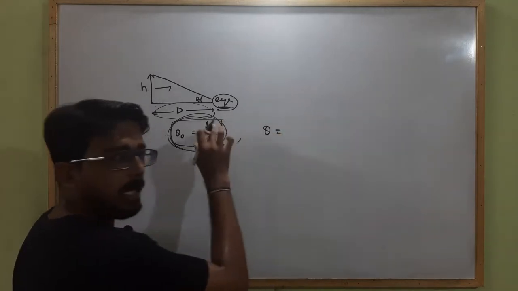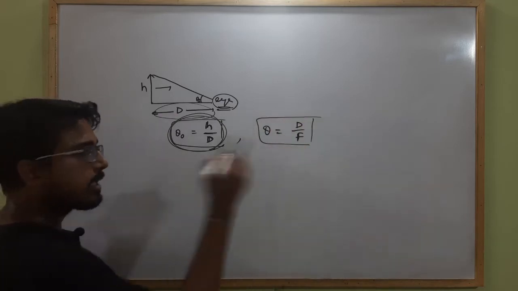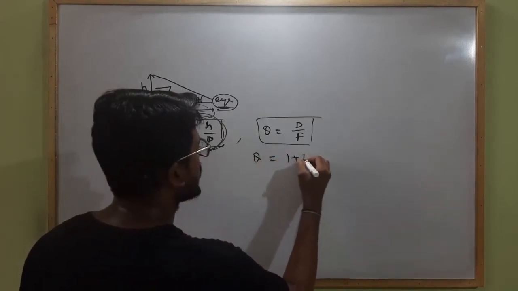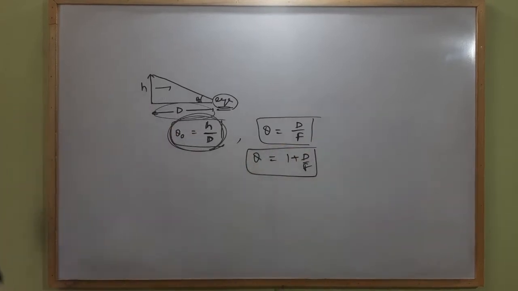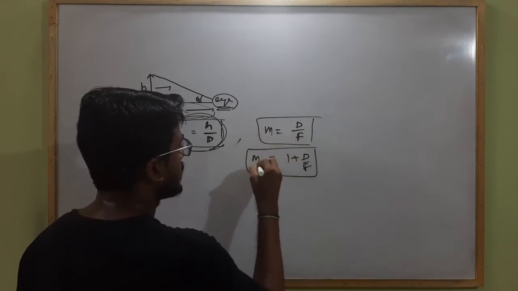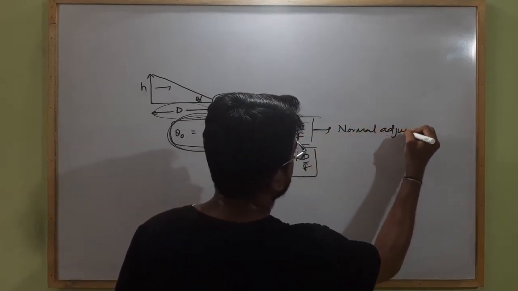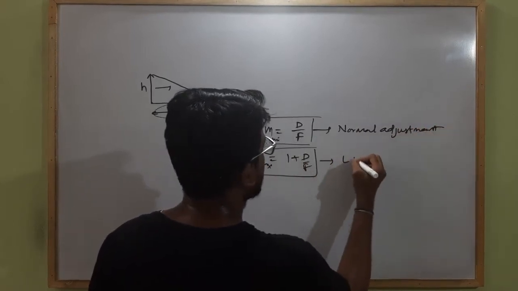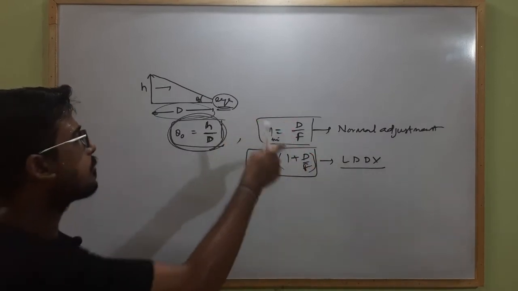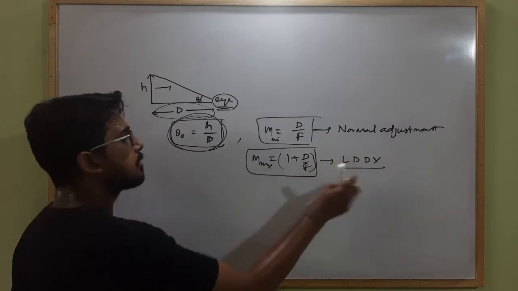The magnification we obtain for the normal adjustment of the simple microscope is D by f. We already derived this in the previous class. The maximum magnification is obtained by a simple microscope when the image is formed at the least distance of distinct vision, which is 1 plus D by f. This is m max, and this is m minimum. This is for normal adjustment, when the image is at infinity. And this is when the image is formed at the least distance of distinct vision. So D by f is the minimum magnification obtained by a simple microscope, and 1 plus D by f is the maximum magnification, when the image is formed at the least distance of distinct vision.